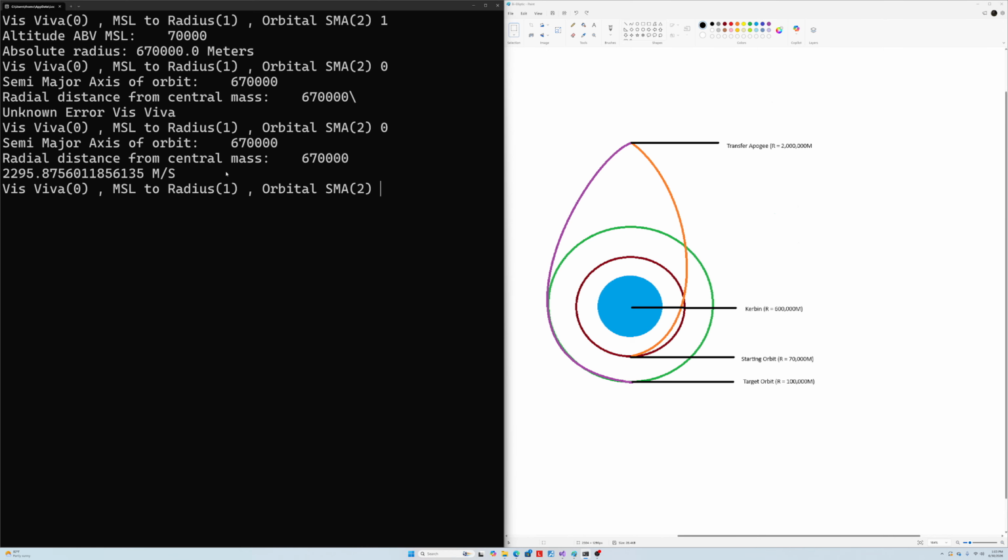Now that we've determined how fast we are traveling in our starting orbit, we must determine how fast we must be traveling at the point of our prograde to initiate our transfer orbit. In other words, we must determine the semi-major axis of our transfer orbit. Conveniently, I've made a tool for that. So, your semi-major axis, it's a property of an ellipse.